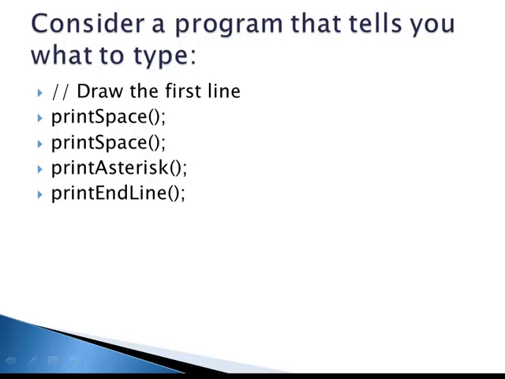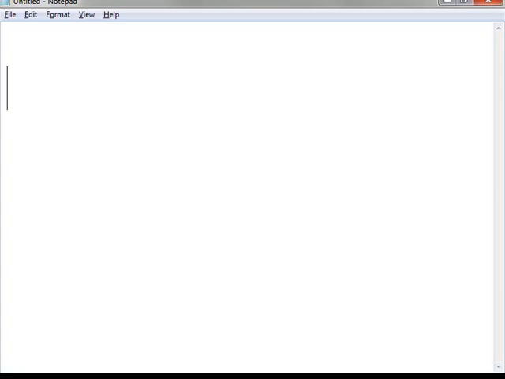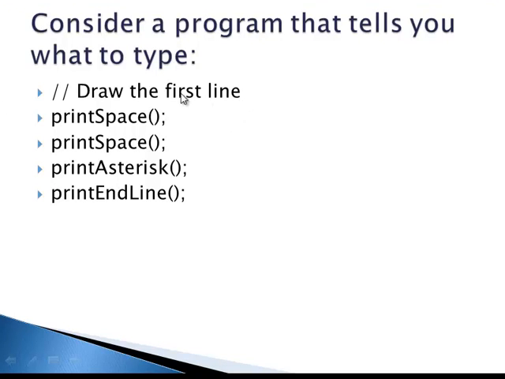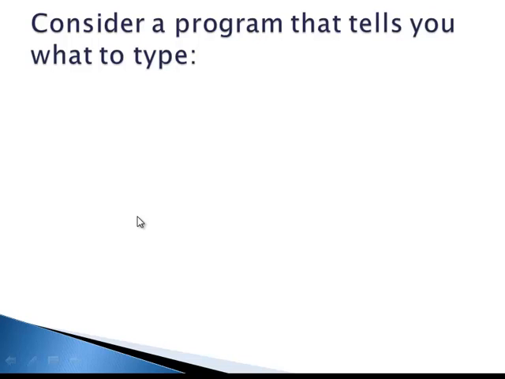So if we have a little editor like Notepad, let's take a look at what that means. We have a print space, a print space, a print asterisk, and then we'll just use enter to end that line. So we've just followed the instructions on that particular line there. Coming here, it says draw the first line. So let's see what we might do next.